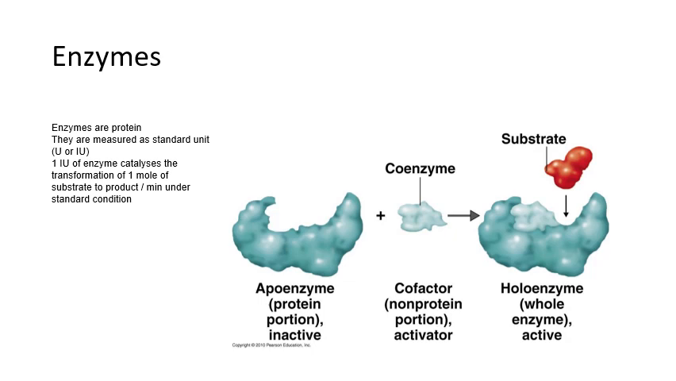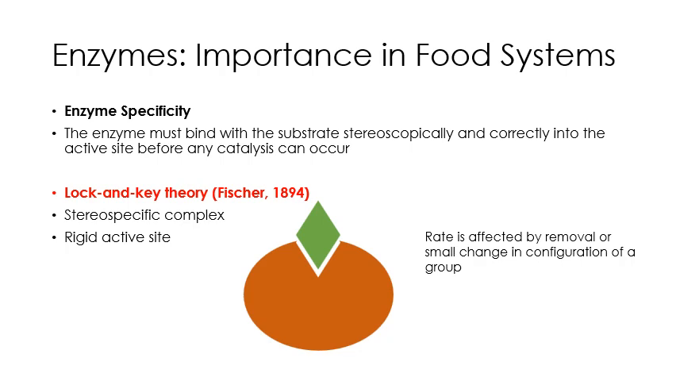Okay, so holoenzyme is an active form of the enzyme that can then be used to catalyze reaction with the substrate. Okay, the activity of enzyme is highly specific. So the enzyme must bind to the substrate stereospecifically and correctly into the active site before any catalysis can occur. So there are two types of theory behind this enzyme specificity. It could be lock and key theory by Fischer. So in this theory, enzymes are specifically complex and they have this very rigid active site. Okay, so the rate of this enzymatic reaction is affected by the removal or small change in configuration of a group. So if it's not a good fit, this enzymatic process is not going to occur.